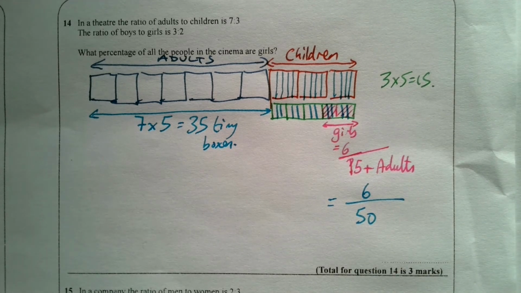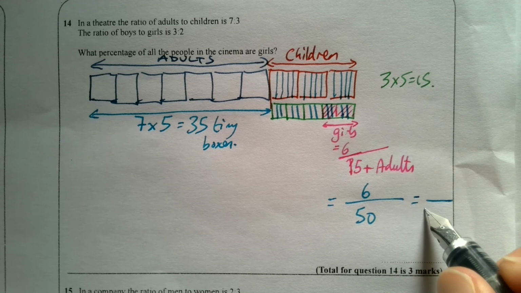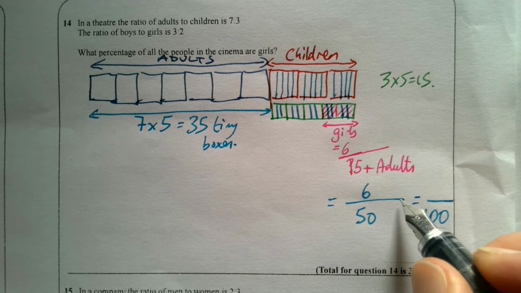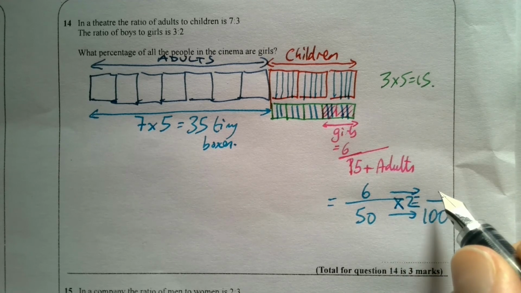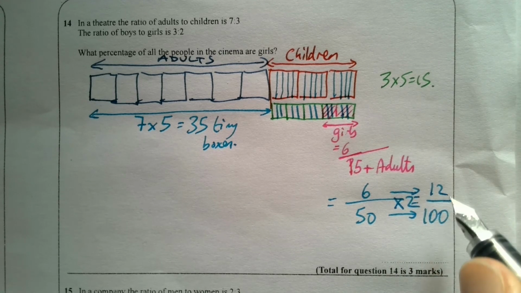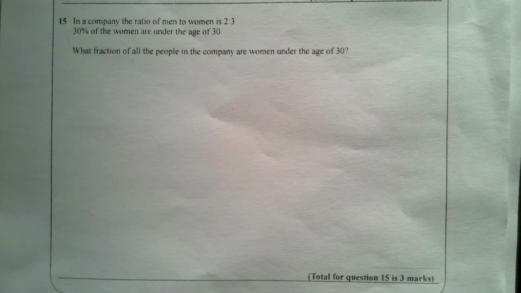Well, now we've got 6 out of 50, we've got 2 marks, we've got the fraction of it. All we need to do is turn it into a percentage, and a percentage, remember, is a fraction out of 100. So if I multiply the top number and the bottom number by 2, I get 12 over 100, so it's 12%. Final question. Pause the video and give it a go.